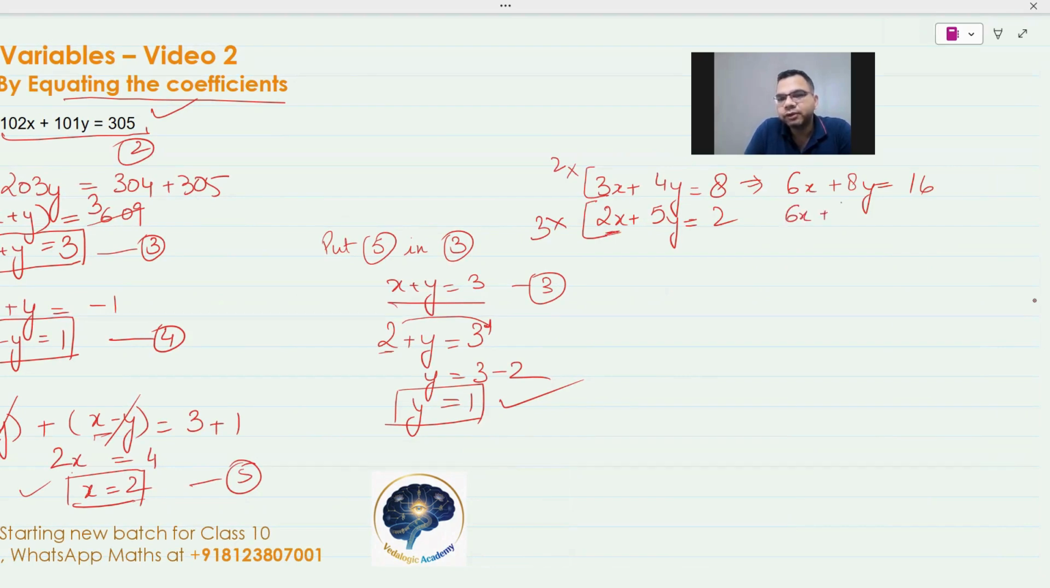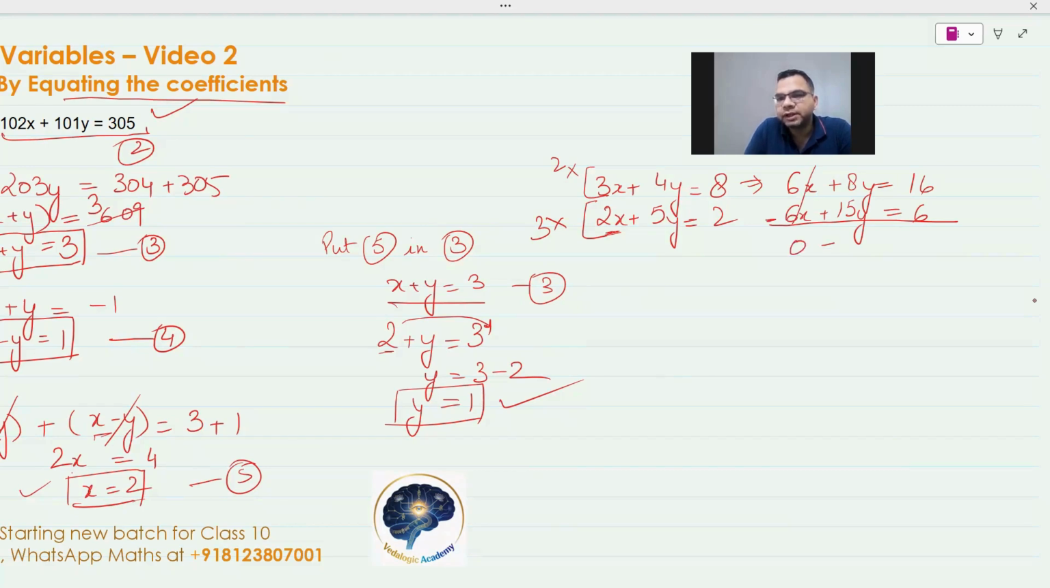3 5 is 15. And 3 2 is 6. So now what I want to do is, the coefficients are same for the x, right? So I'll subtract this one. So this gets cancelled. 6x minus 6x is 0.